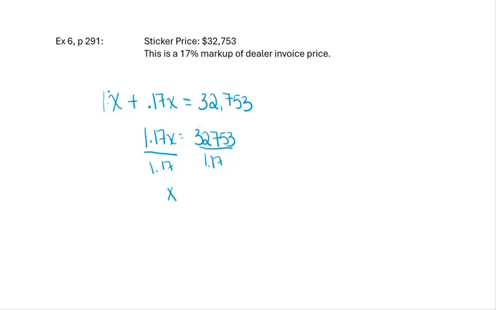See how algebra comes in so handy? And when I do that, I get a total of $27,994. So that's how much the dealer's invoice price was. So he marked that up 17% to get $32,753 for his sticker price. That's a difference of $4,759. Now, we've done enough examples for y'all to be able to refer to be able to do your homework. I hope you have a wonderful rest of the weekend, and I will see you next Tuesday.